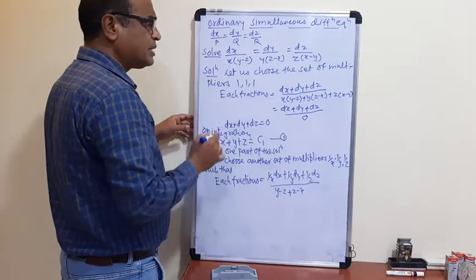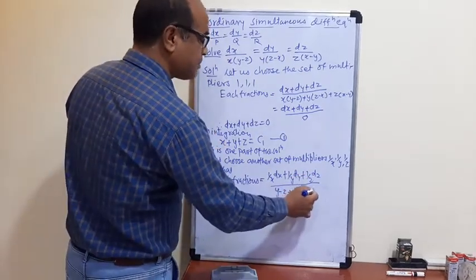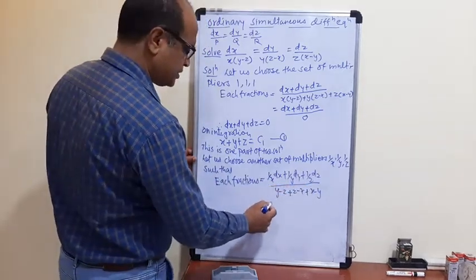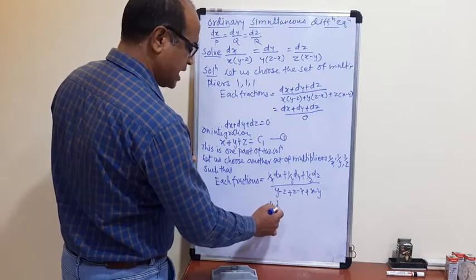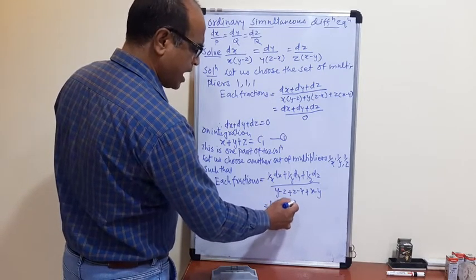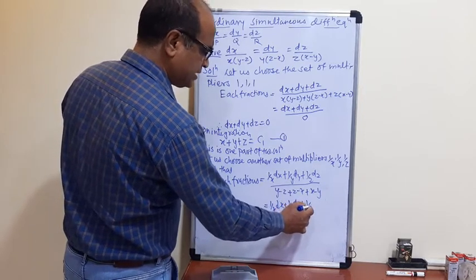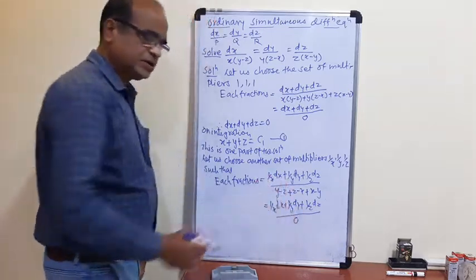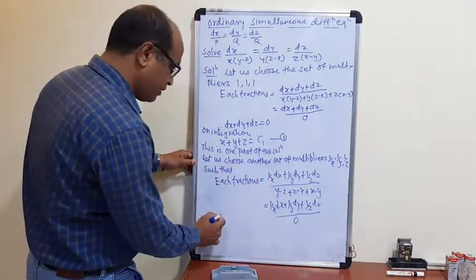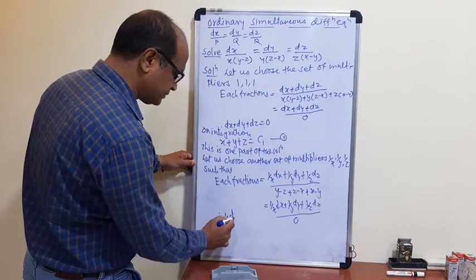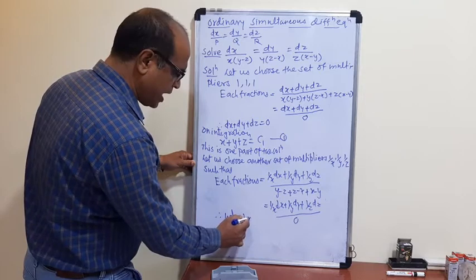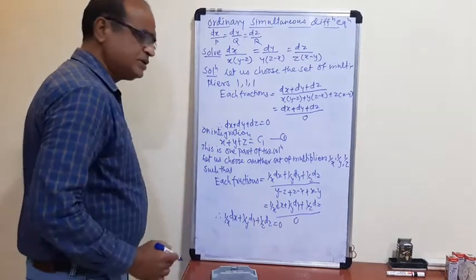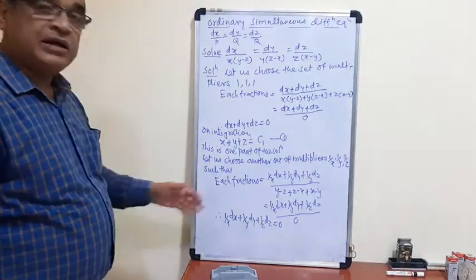Multiplying by 1 by z, so we get x minus y. So what is this? The denominator is 0 here. So this implies that (1 upon x dx plus 1 upon y dy plus 1 upon z dz) divided by 0. So this is 0. Therefore 1 upon x dx plus 1 upon y dy plus 1 upon z dz is equal to 0. Then we integrate this equation.